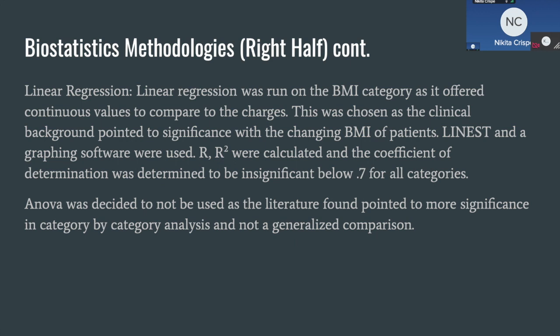So continuing more, we also have a linear regression that we did. This was run on the BMI categories that offered continuous values to compare to the charges. This was chosen as the clinical background pointed to significance with the changing BMI of patients. LINEST and a graphing software were used, R and R squared were calculated, and the coefficient of determination was determined to be insignificant, below 0.7 for all the categories. And also we decided not to use ANOVA, as literature pointed to more significance in category by category analysis and not a generalized comparison.